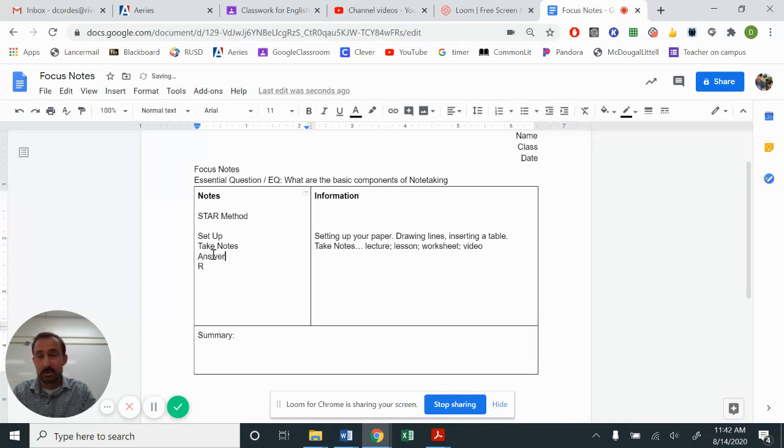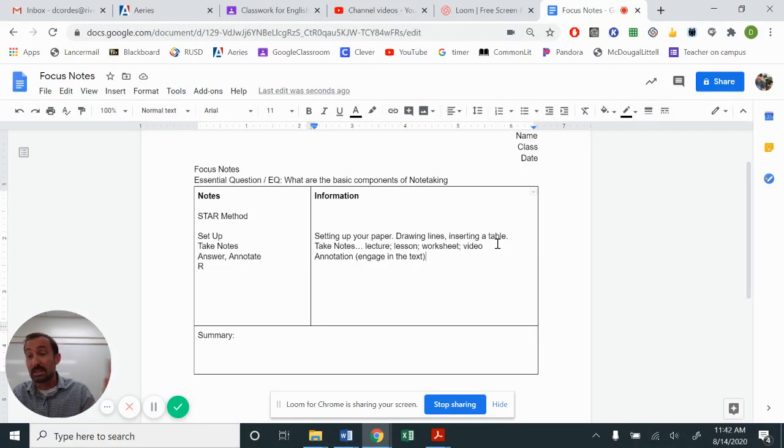answer questions. So you would answer, or sometimes it's even annotating. Okay, annotating is a way to engage in a lecture, and we'll be talking about annotations later. But annotations is where you essentially engage in the text, right? You engage in your notes, so you go back and you double check definitions.